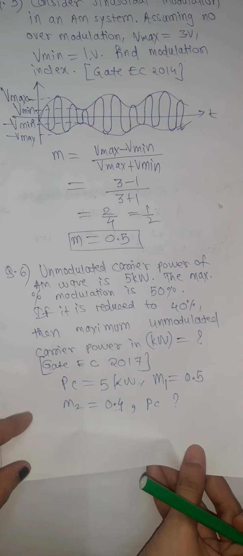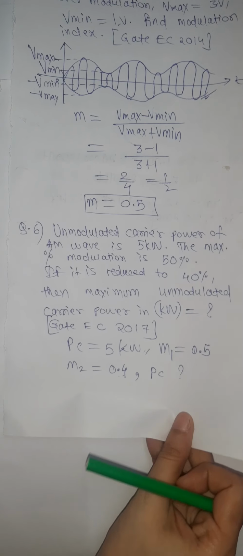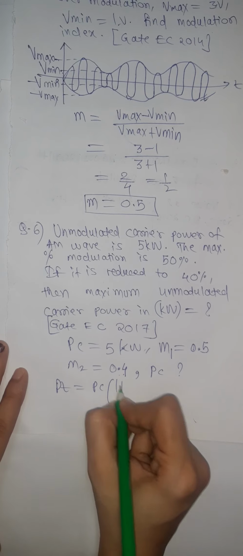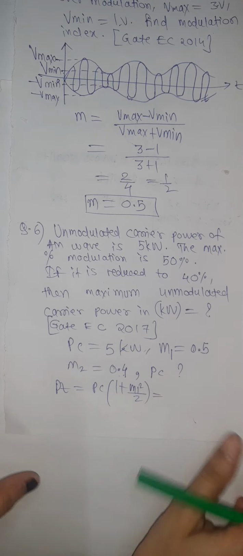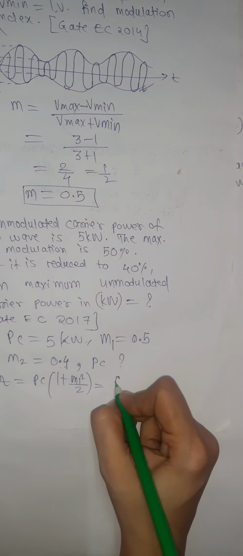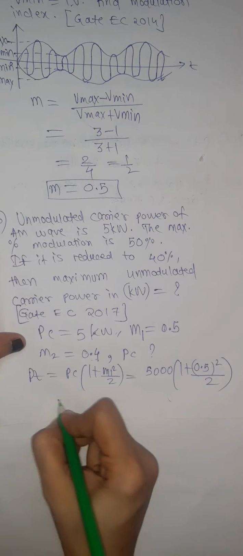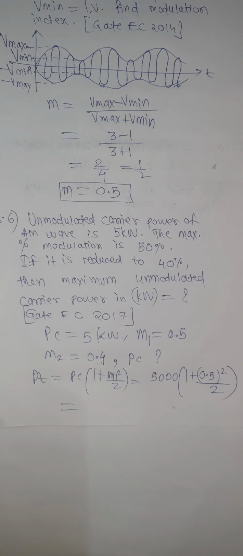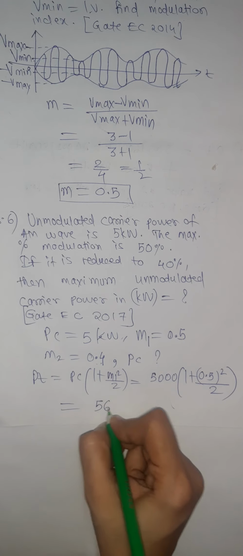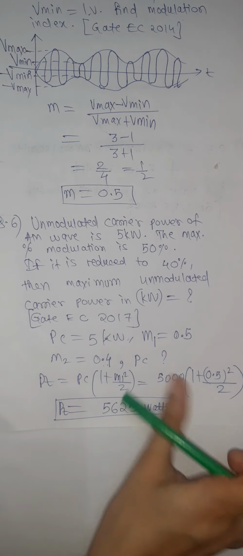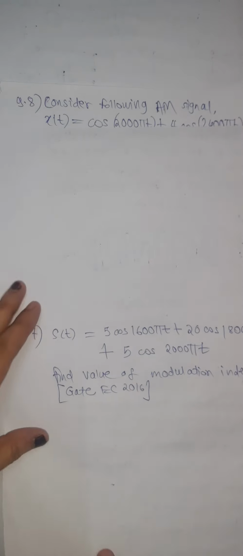The system is the same, so the total transmitted power will remain the same. Now first of all we will find the transmitted power PT, which is equal to PC times 1 plus M1 square divided by 2. That is 5000 times 1 plus 0.5 square by 2. By using the virtual calculator we will easily find this answer. 0.5 square divided by 2 plus 1, into 5000. Transmitted power is 5625 watts. PT is equal to 5625 watts. Now this PT will remain as it is.